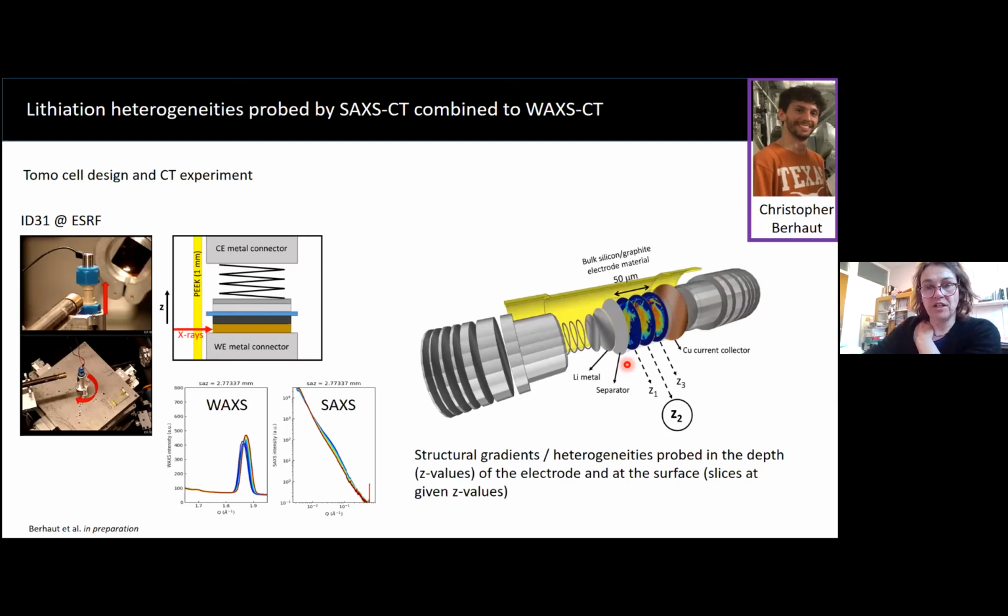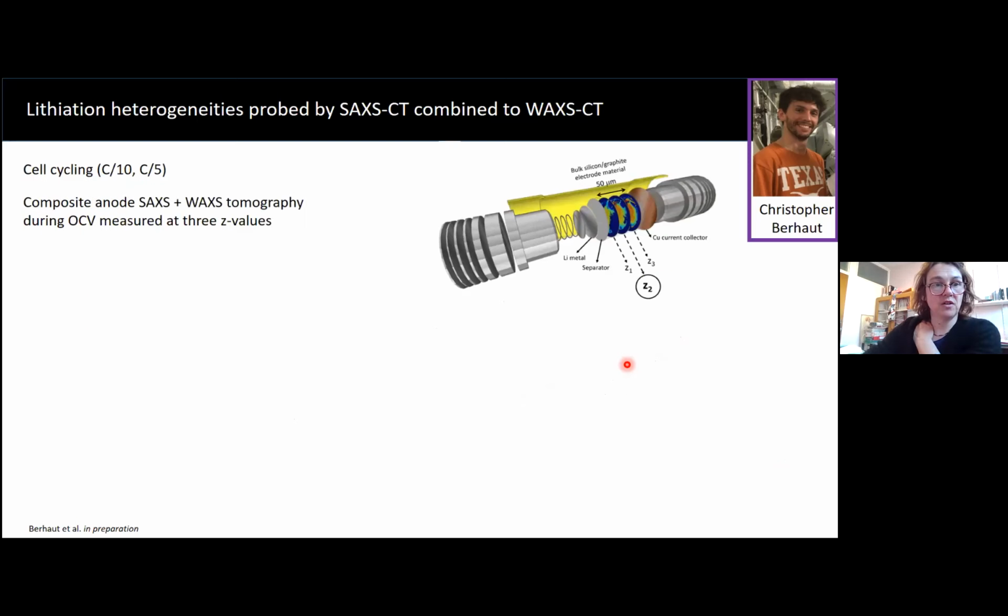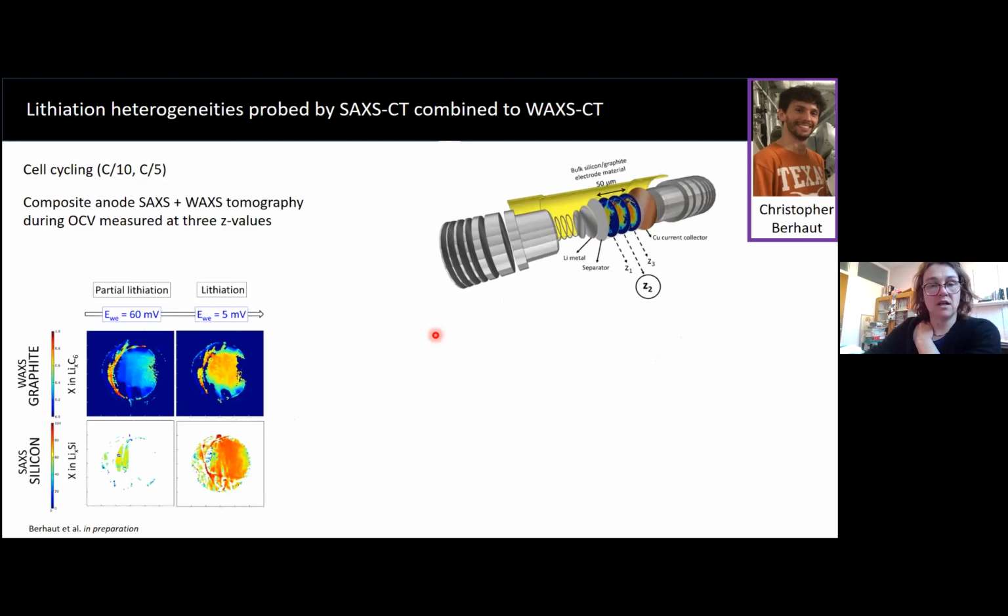So what we did, doing that operando, is we cycled the cell at C/10 followed by C/5, and we make the measurements during OCV at the 3 Z values that I indicated on the graphs. And basically what we measure is the following. We get slices. So let's look at the example of the slice that is in the middle of the electrode. We get 2 types of slices. From the WAXS data, we get graphite information. So we get the state of lithiation in graphite, X in the LiX-C6 phase. And from the silicon, we get the state of lithiation of silicon, X in the LiX-Si alloy.